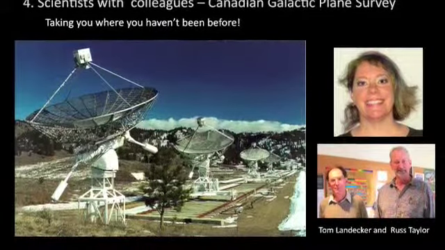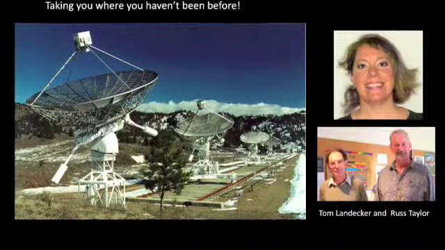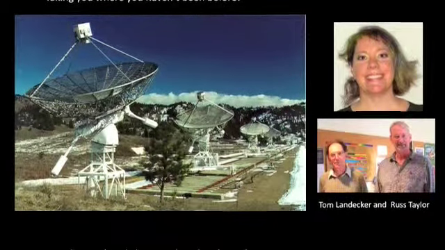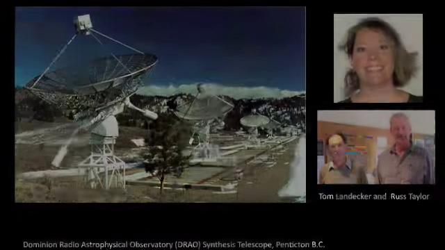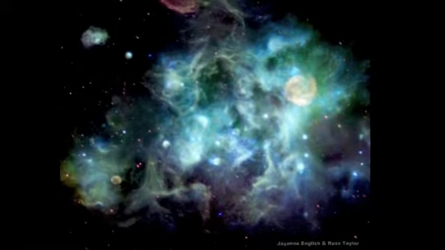This one here is for radio data. And here's the Dominion Radio Astrophysical Observatory Synthesis Telescope. These are my colleagues that I work with. And here's an example of an image that we made. This is the Cygnus region.